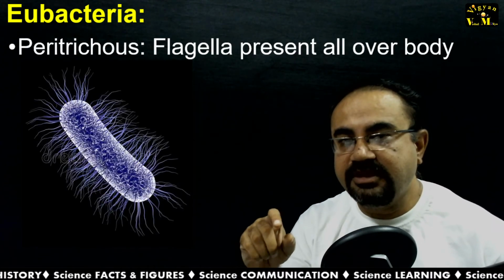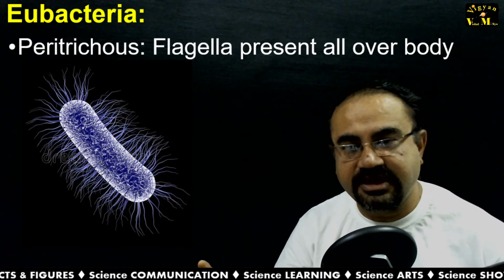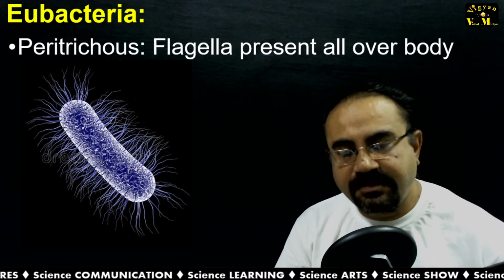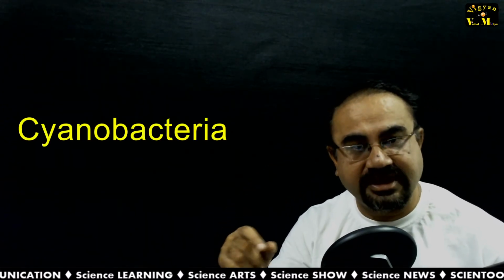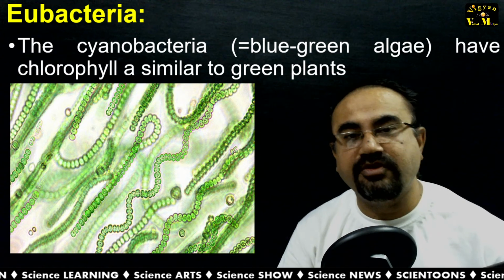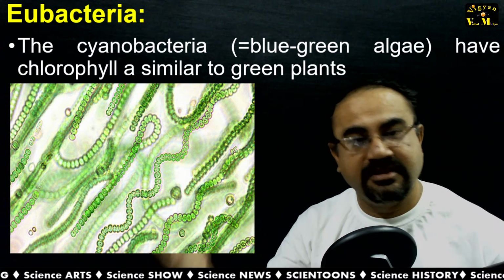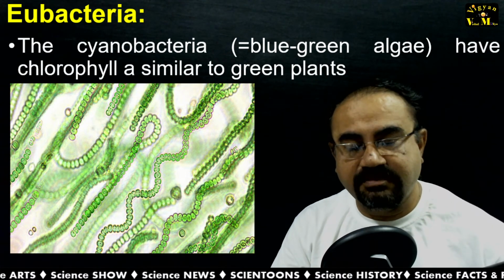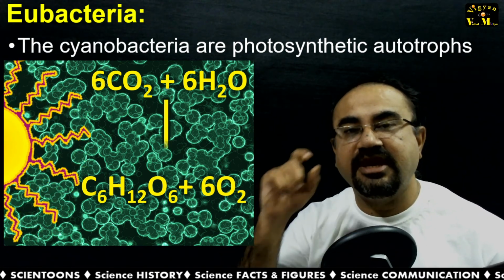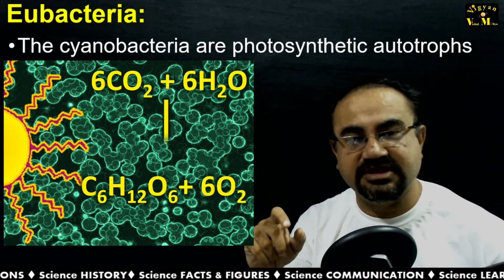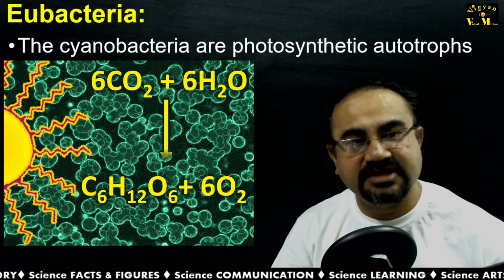If the flagella is present on the entire body, we call it peritrichous. Next we are moving toward the cyanobacteria. Let me be specific, it is known as blue-green algae, and it has chlorophyll A, like that which is there in the herb plants. Because of the presence of chlorophyll, they are autotrophs. They can do photosynthesis. They are capable of preparing their own food in the presence of sunlight.